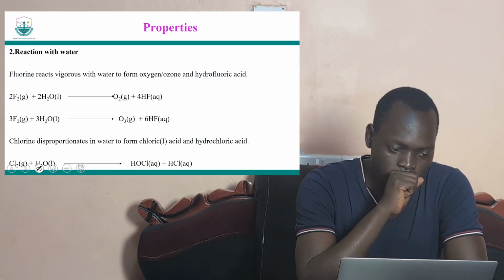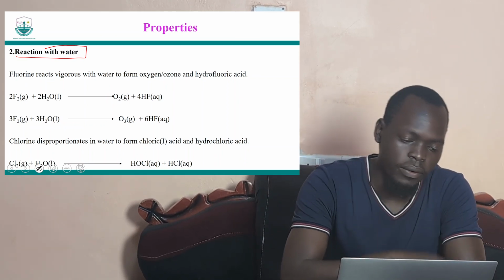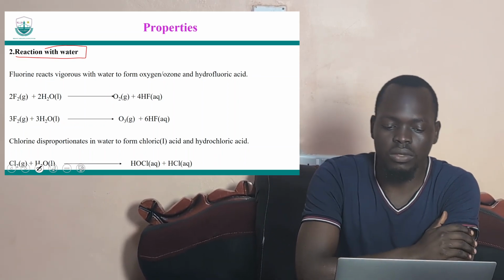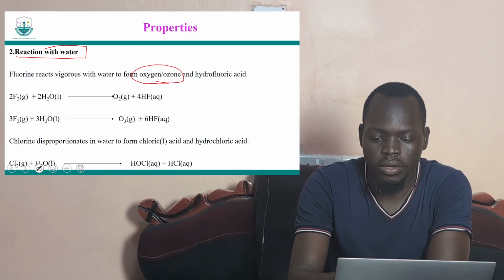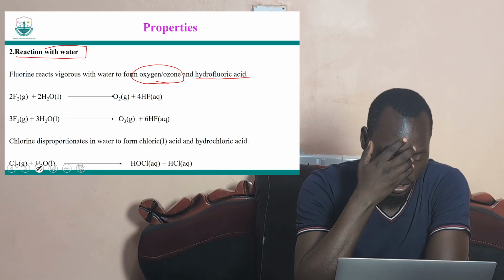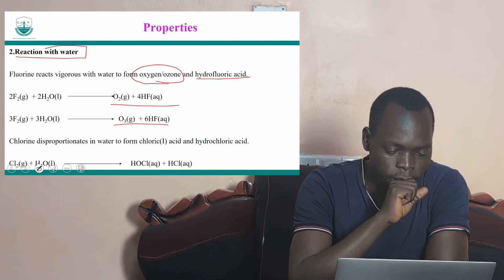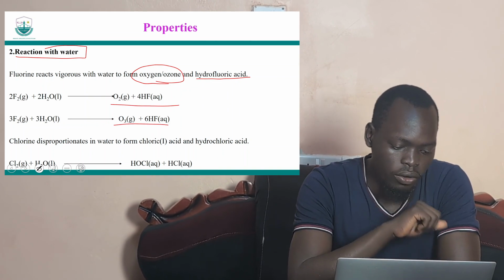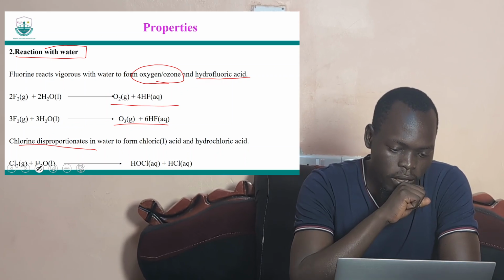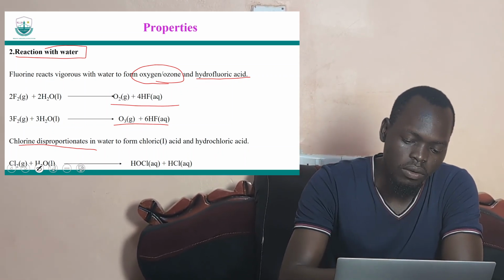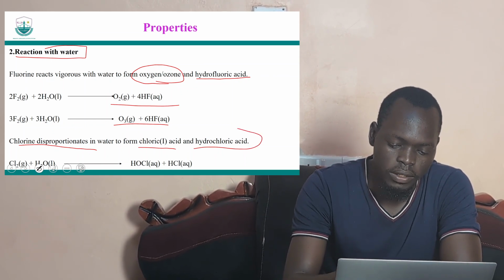Looking into the second property, the second reaction, which is with water. Chlorine reacts vigorously with water to form oxygen or ozone and hydrochloric acid, as we can see in our reaction right here. And then chlorine can disproportionate in water to form chloric(I) acid and hydrochloric acid.